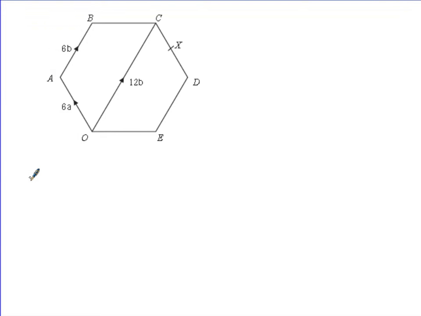So this is question 16. Find BC first of all in terms of A and B. So we're going from B to C here. So B to C, this is 16A, is the same as going from B to A, then from A to O, and then from O to C.